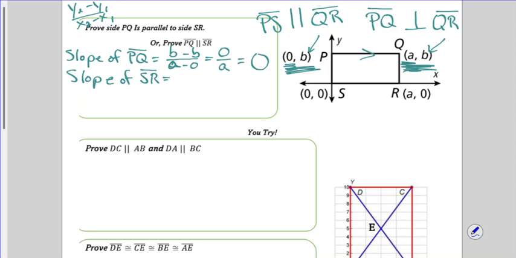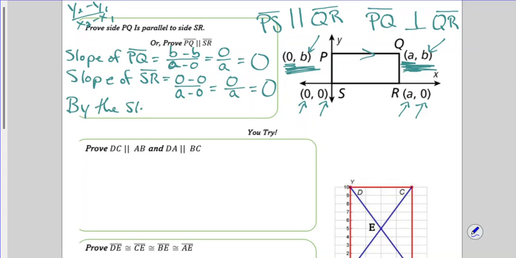I'm going to do the same thing with S and R. y2 minus y1, 0 minus 0, divided by x2 minus x1, which is a minus 0. 0 minus 0 on top, 0. a minus 0 on the bottom, a. 0 divided by anything, still just 0. So, by the slope formula, these two lines have to be parallel. PQ is parallel to SR.